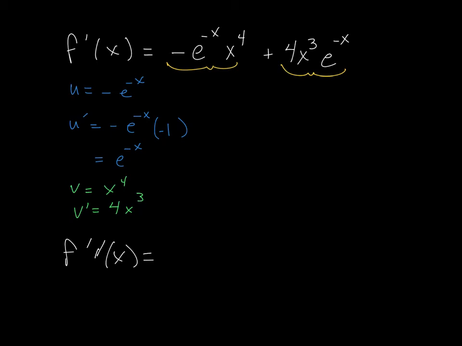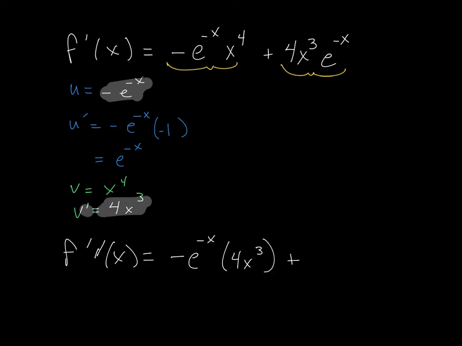And the way I'm going to do that is I'm just going to take u times v prime, and that will go ahead and give me negative e to the negative x times 4x to the third. I add that to my next portion, which is my u prime times v, and when I do that, I am left with e to the negative x times x to the fourth.